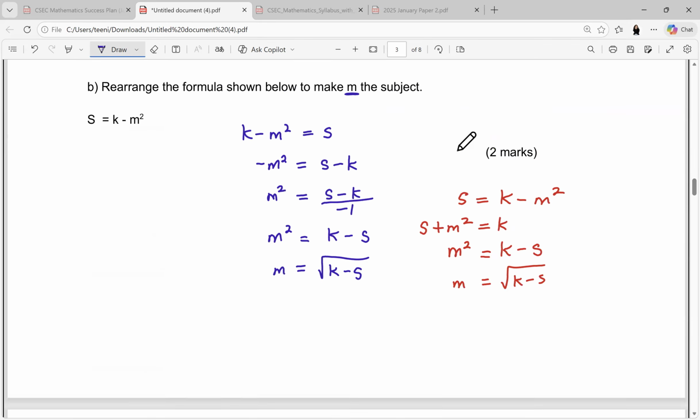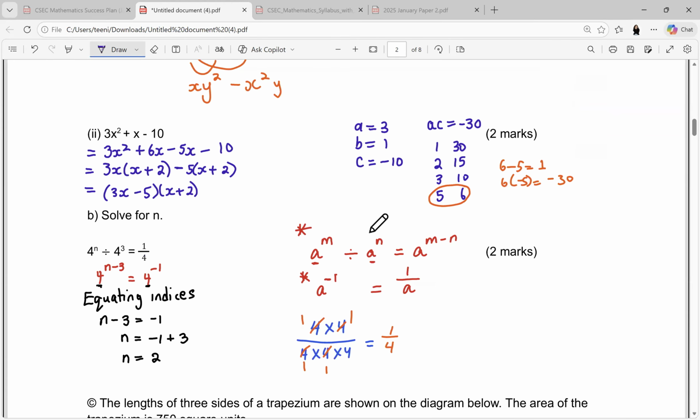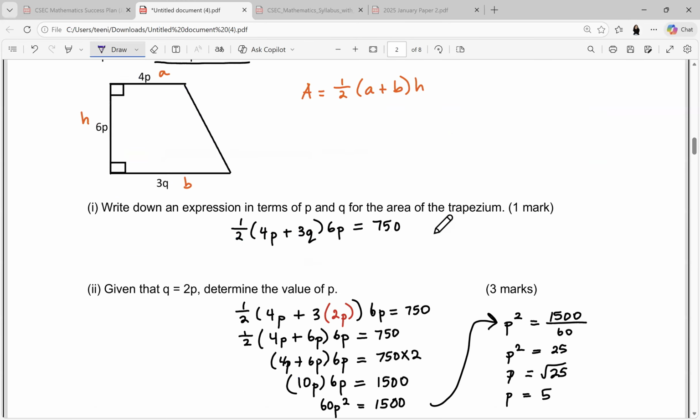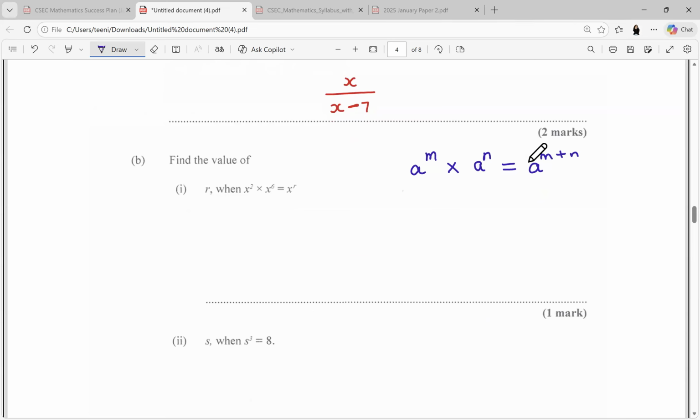Contrary to this, when you are dividing by the same base, you subtract the indices. So in this one, when you are multiplying by the same base, you add the indices. Here you have x squared times x to the power of 6, which is the same base. So the answer should be x to the power of what?